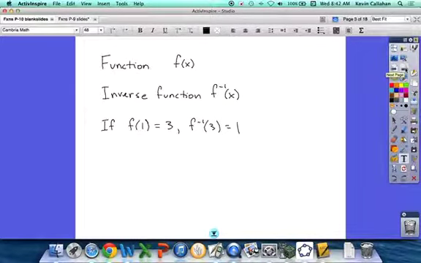There we go. So if we have a function f of x, the way you write the inverse of the function is f with a little superscript of -1. You might say f to the -1 of x, or f inverse. Either one of those would be fine.